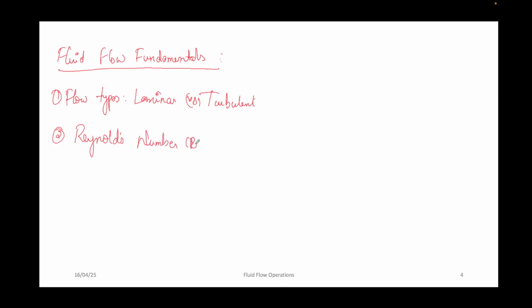So what is the Reynolds number? Rho V d by mu, where rho is the density of the fluid, V is the velocity of the fluid, d is the diameter of the pipe, and mu is the viscosity of the fluid. So if the Reynolds number is less than 2300, what would be the nature of the fluid? Will it be turbulent or laminar in a pipeline?